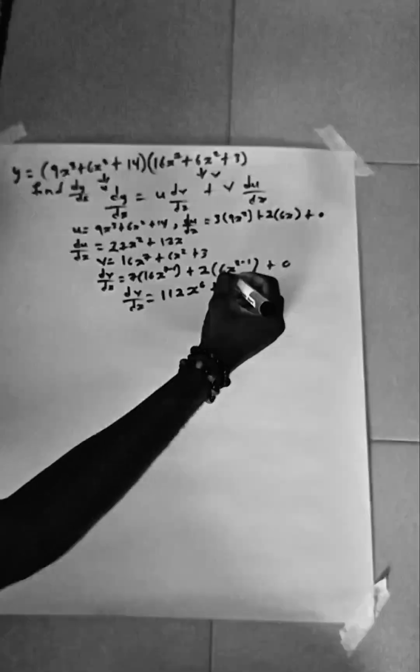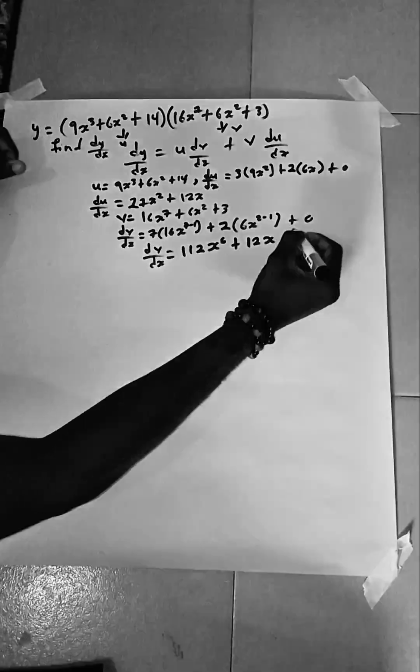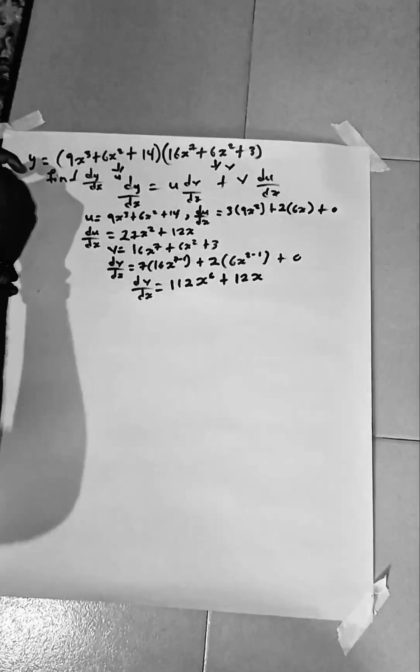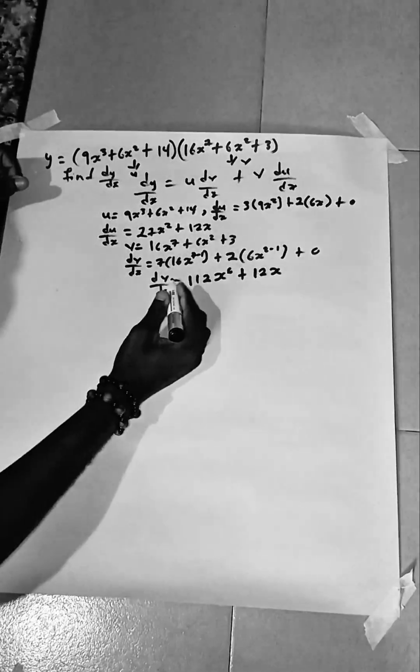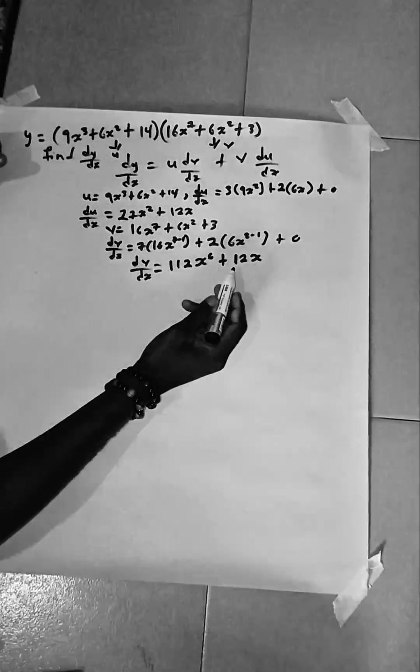Then plus 2 times 6, sorry, is 12, x raised to the power 1, or just x. Then plus 0, you can choose not to add that. So our dv by dx is 112x raised to the power 6 plus 12x.